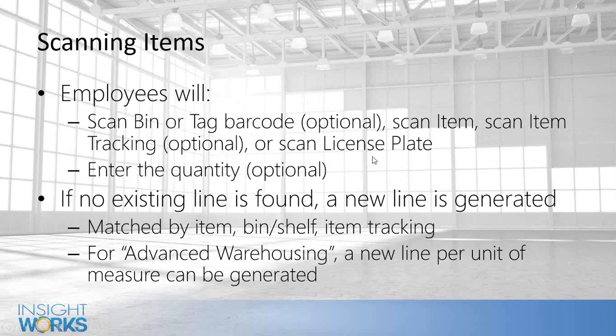Or if you're using license plating, I can scan a pallet, and then I won't have to enter quantities or anything like that. This quantity is optional because you might have that quantity in the barcode. So some people in foods and things like that, they actually have the quantity, weights, whatever, in the barcode, so that the employee wouldn't actually have to enter that quantity.